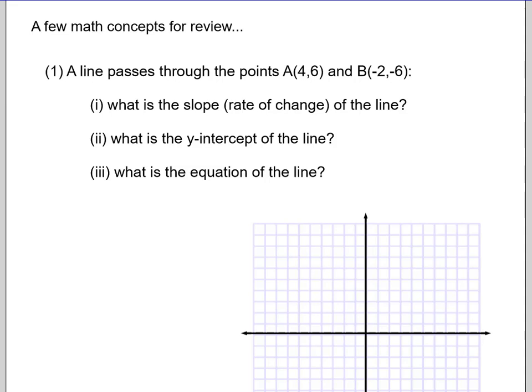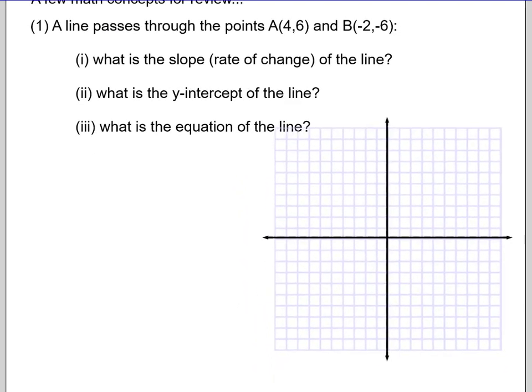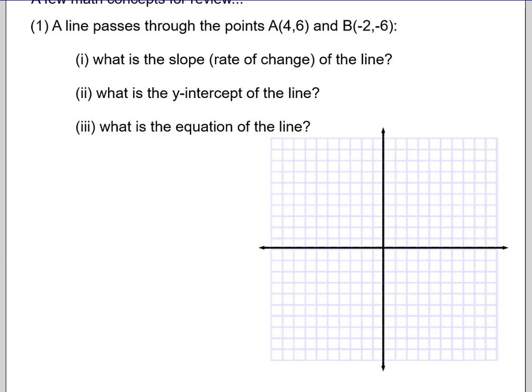A line passes through the points A (4, 6) and B (-2, -6). Let's give ourselves a little more room here. So I'm going to plot those 2 points. 1, 2, 3, 4, then 1, 2, 3, 4, 5, 6. Reminder, Y is on the vertical, X is the horizontal. These are X's and Y's, they're alphabetical. And -2, -6. So here's A, and here's B.